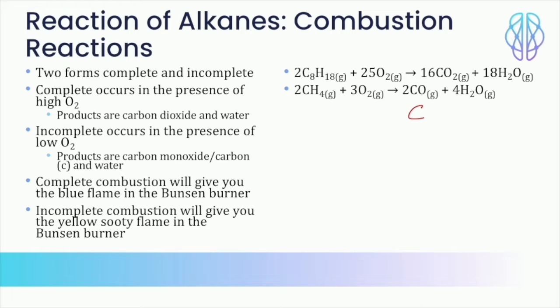A visual representation: when you turn your Bunsen burner on in chemistry class and you open the hole and it's got a nice blue flame, that's complete combustion occurring because you have enough oxygen. If you have incomplete combustion, or you close the hole, you get that yellow sooty flame, and that's where the carbon and the carbon monoxide come into play because you're getting incomplete combustion.